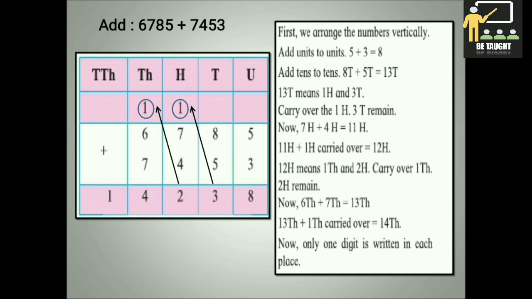6 plus 7 is equal to 13, plus we have 1 carry over. So 13 plus 1 will give us 14. In the 10,000s place there is no number, only the carryover 1 is there, so that 1 will automatically come down. So the final answer will be 14,238.